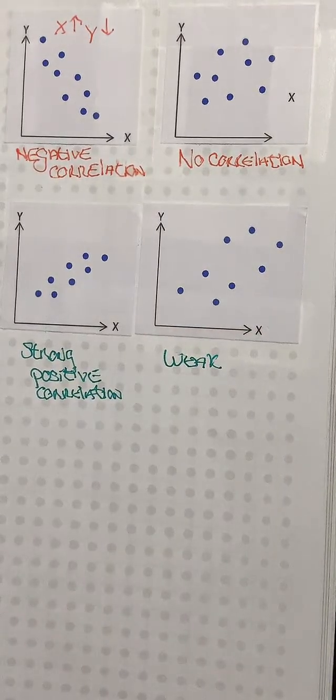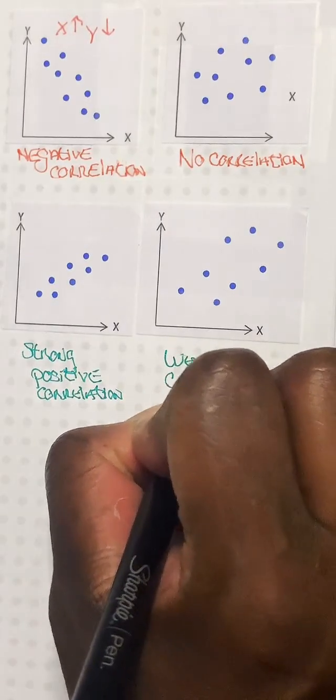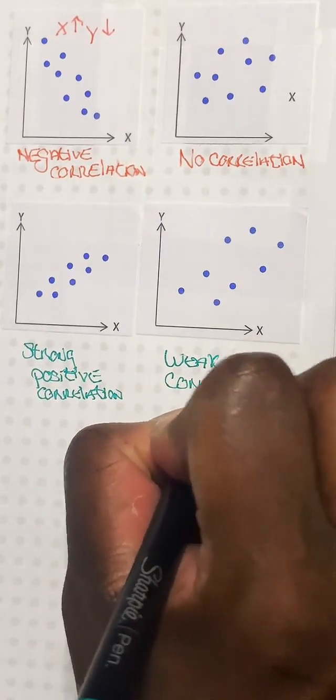Okay, so it's going to be that weak correlation, weak positive correlation. I'm just going to say weak correlation because I'm getting lazy.